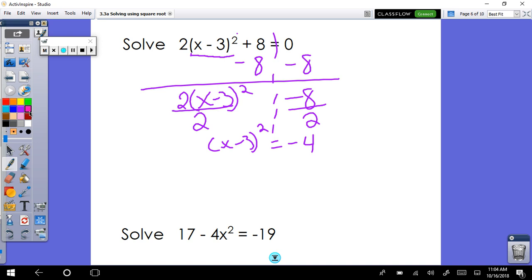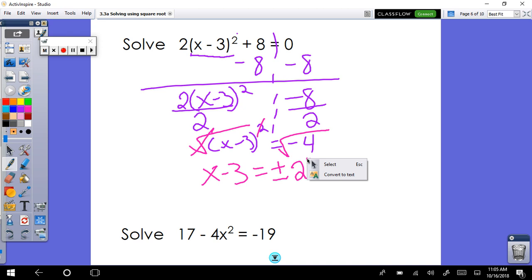Now, instead of squaring this, I'm going to take the square root. The square root then will cancel out that square, so I'll just be left with x minus 3. Whatever I do to the left, I also have to do to the right. So just like the square root of negative 9 was 3i, the square root of negative 4 will be 2i, and it's actually plus or minus, so positive imaginary 2 and negative imaginary 2. So plus and minus 2i there.